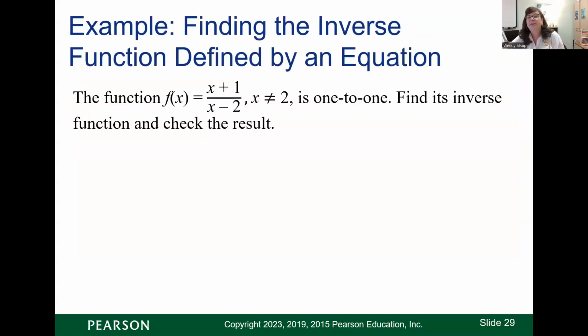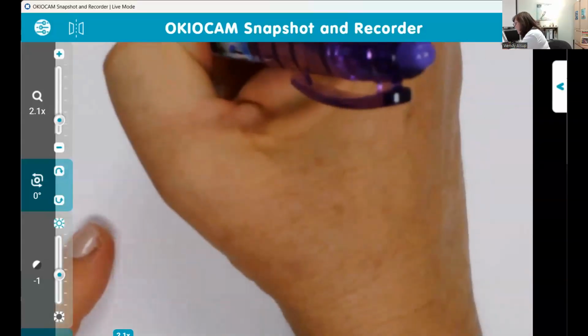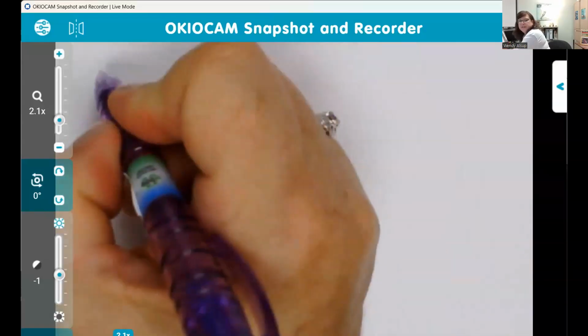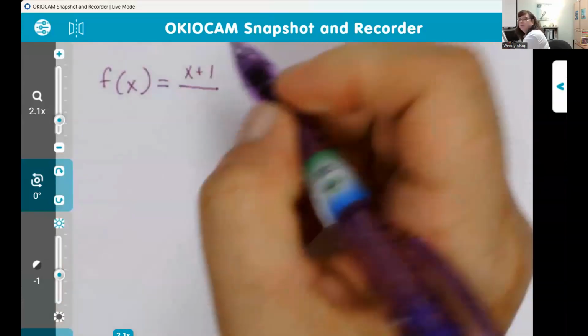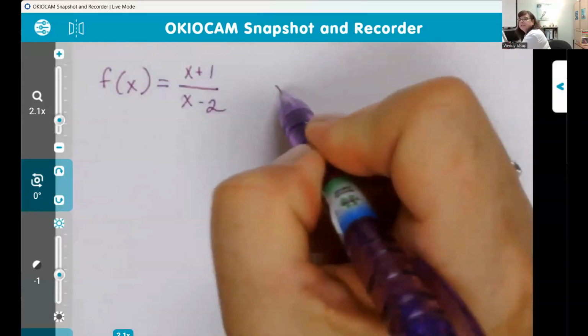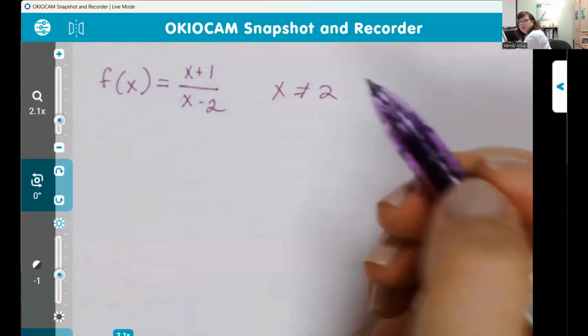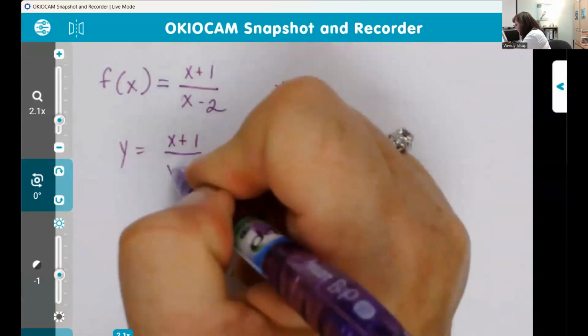All right. Now, this one's going to take a little bit more work because it's a rational function. So let's do it. We're just going to have to think about it a little bit harder. So what's our original function here? Our original function is f of x equals x plus 1 over x minus 2. And we were told x cannot equal 2, which makes sense, because that would give us 0 in the denominator. That's the problem. So this is our y: y equals x plus 1 over x minus 2.